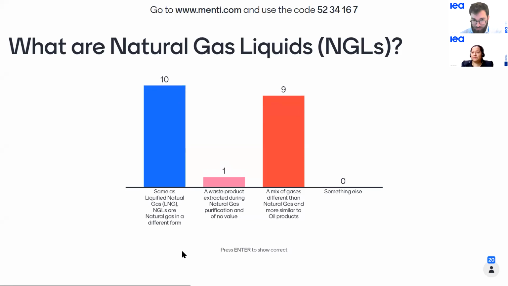So many people are hesitating between same as liquefied natural gas, and some are saying it's a mix of gases different from natural gas and more similar to oil products.